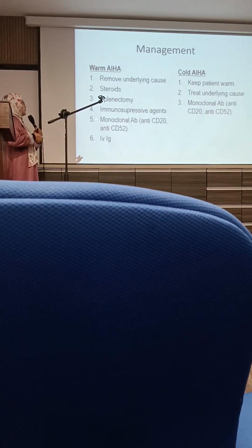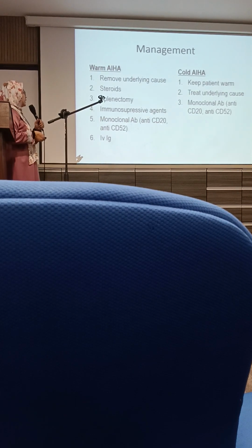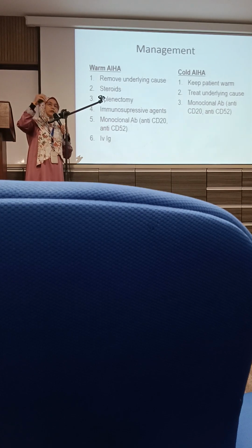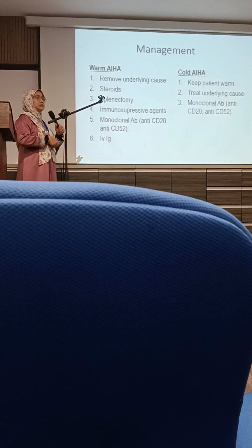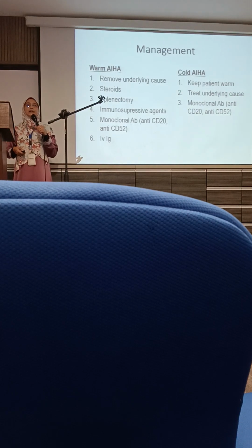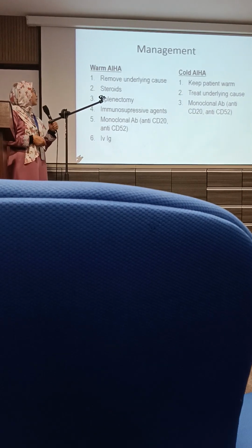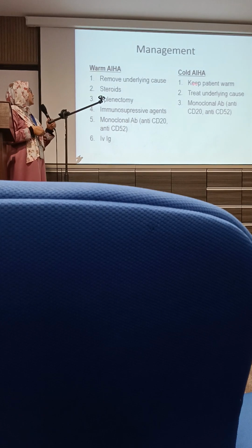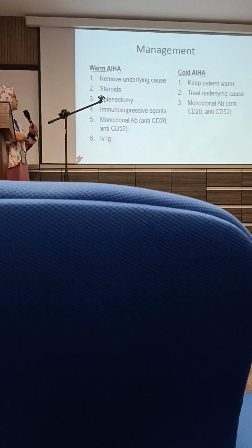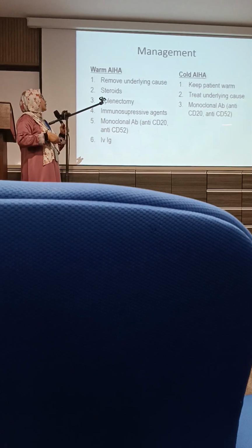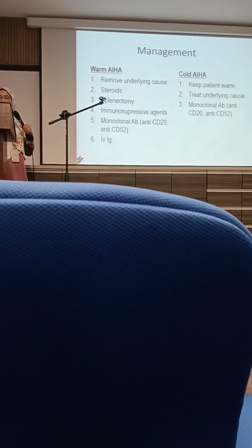And currently you have a specific treatment. You give monoclonal antibody, which is anti-CD20 and anti-CD52, which will attack the lymphocytes so that it won't produce antibody. And you can also offer intravenous immunoglobulin to neutralize the antibody. For cold IHA, keep the patient warm because cold will precipitate the hemolysis. Treat the underlying cause, and you can also try monoclonal antibody.